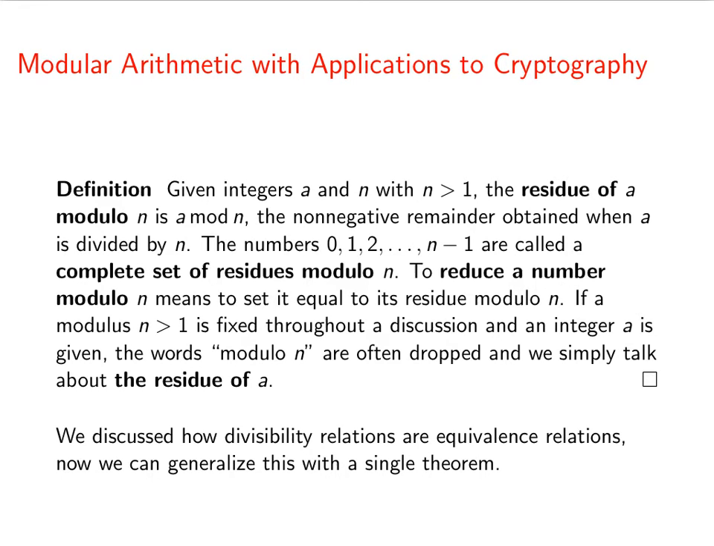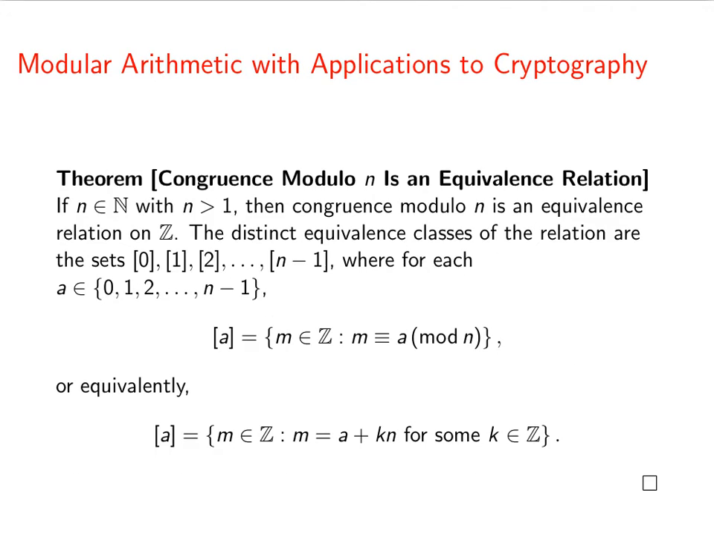Now we've talked about how divisibility relations give us equivalence relations. Let's generalize that with a single theorem. So the theorem, which is congruence modulo n is an equivalence relation, says that if we have an integer n, where n is bigger than 1, then congruence modulo n is an equivalence relation on the integers. And then the distinct equivalence classes of the relation are these sets. The class of 0, the class of 1, all the way up to the class of n minus 1.